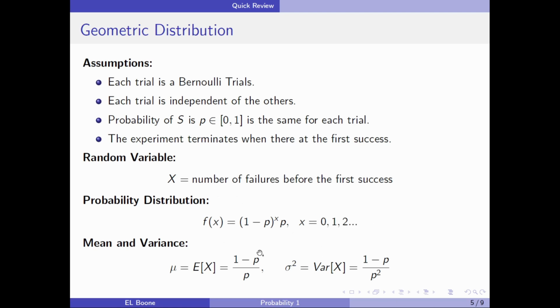I didn't actually show you what the mean or the variance was before. I think I just told you what they were. Maybe I told you what the mean was. But it's 1 minus p over p for the mean and 1 minus p over p squared for the variance.